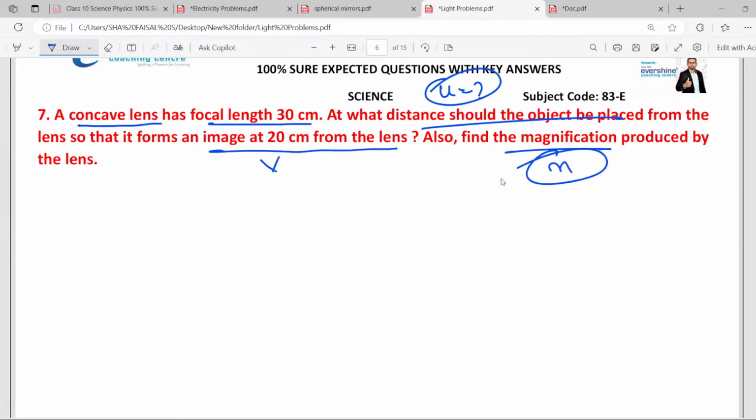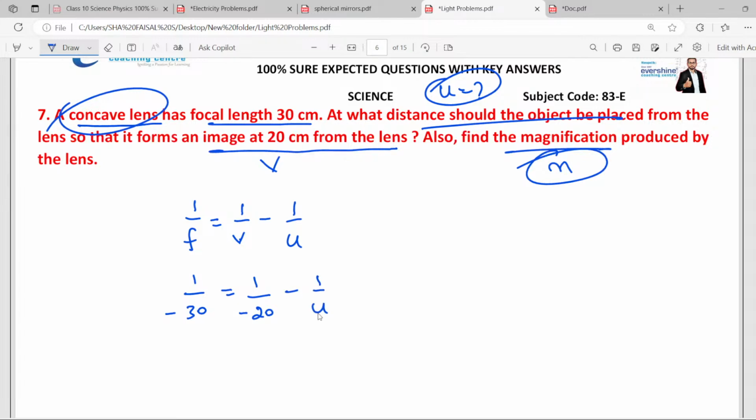We know the concepts, right? Yes or no? To find U, what is the formula? Since it is a concave lens, what is the mirror formula? Sorry, lens formula: 1 by F is equal to 1 by V minus 1 by U. Now, what is F? Focal length is 30. Since it is a concave lens, we should write minus. Remember the table? What is V? 20 centimeter. Since it is a concave lens, we should take minus.